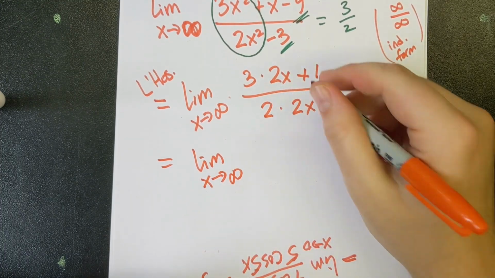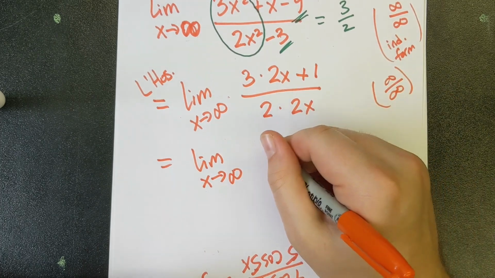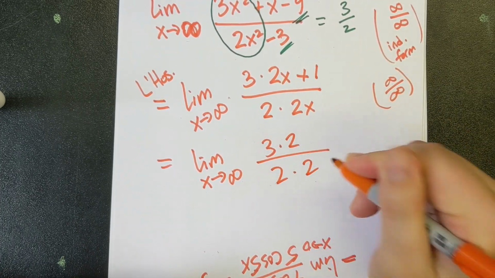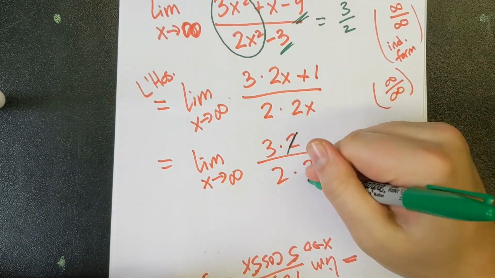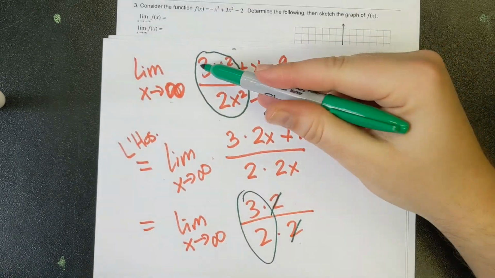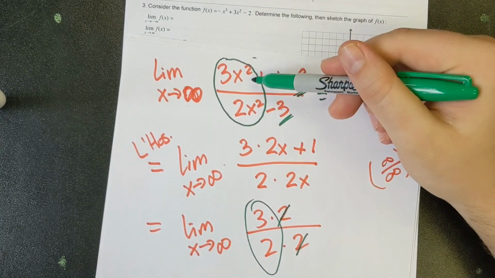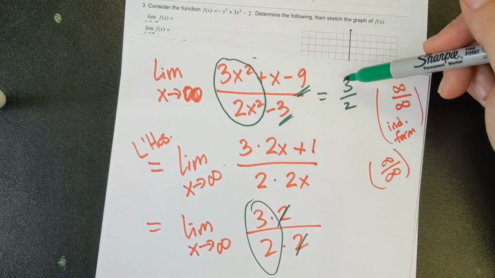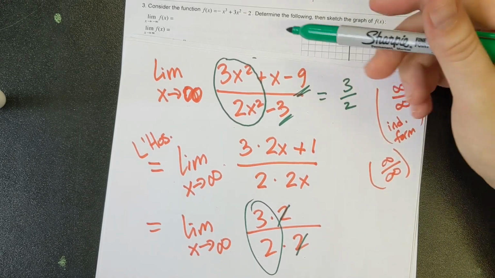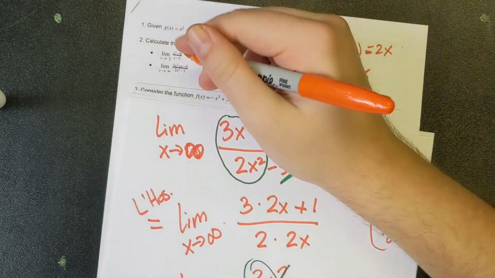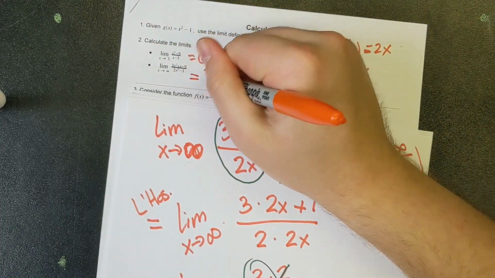Now these x's are going to die. So this 1 disappears, you're left with just 3 times 2. And on bottom it's just 2 times 2. And those pieces cancel, leaving you with just the original ratio. And so every time that's going to happen, if they're the same power, then you just look at the leading power and you just look at the ratio, and that'll tell you what the limit is. So this guy comes out to be 3/2.